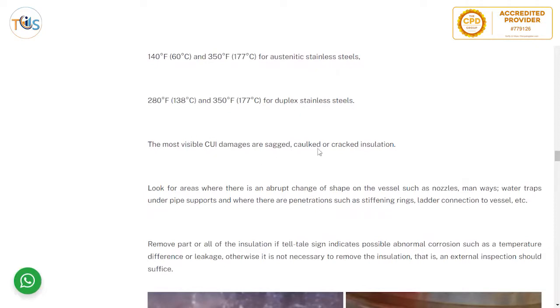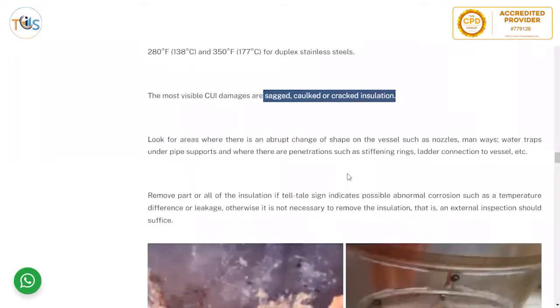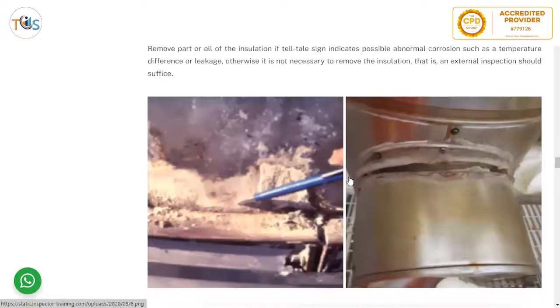So the visible CUI, this could be a potential exam question, whether it's sagged, caulked, or cracked. Look for areas where there is abrupt change of shape on the vessel, such as nozzle, manways, water traps, under pipe supports, and where there are penetrations such as stiffening rings, ladder connections to vessel, etc. Remove part or all of the insulation if telltale signs indicate possible abnormal corrosion such as temperature difference or leakage. Otherwise, it's not necessary to remove the insulation. That is, an external inspection should suffice.